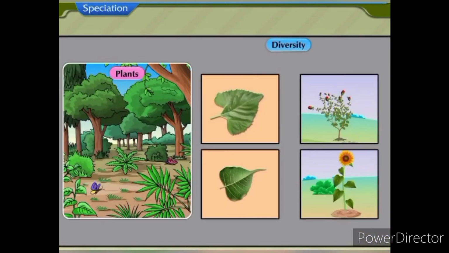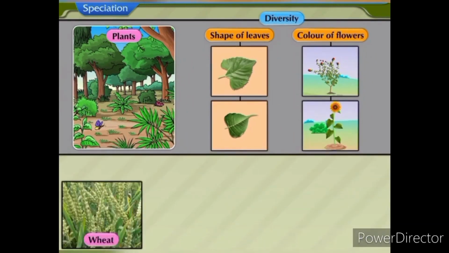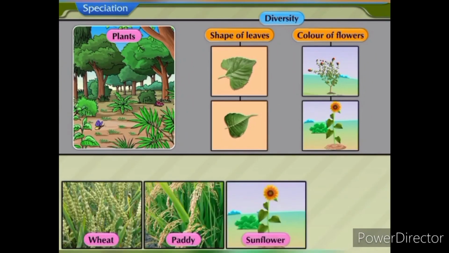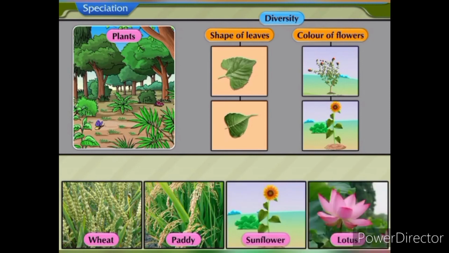In case of plants, there is a vast diversity observed with respect to the shape of leaves, color of flowers, etc. In spite of this diversity, different plants, for example, wheat, paddy, sunflower, lotus, etc., are considered to be the species of plant kingdom.